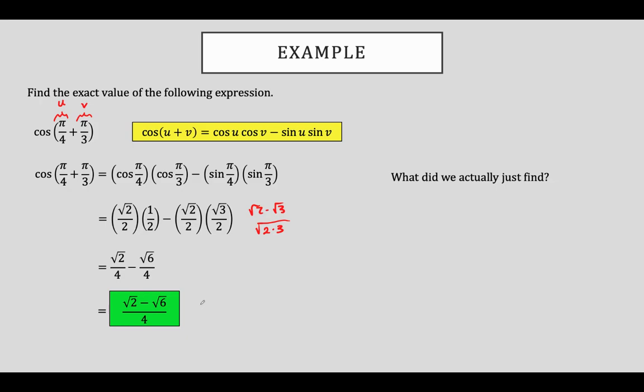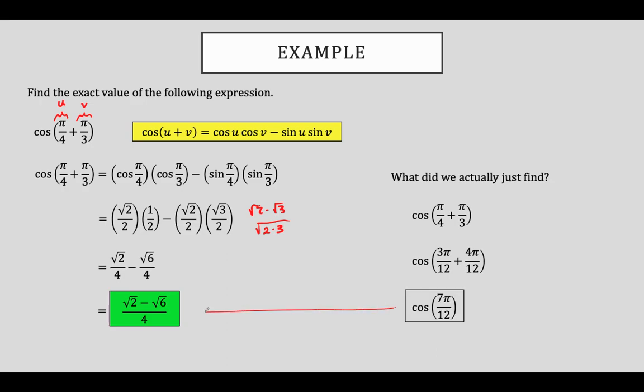Well, what did we actually just find? We were finding the cosine of pi over 4 plus pi over 3. If we were to try to combine these two angles inside of our trig function, we would need a common denominator. That would be 3 pi over 12 plus 4 pi over 12, which is 7 pi over 12. This is actually the cosine of 7 pi over 12. So these formulas allow us to evaluate trig functions of angles that are not specifically on the unit circle, but might be the sum or difference of two angles that are.